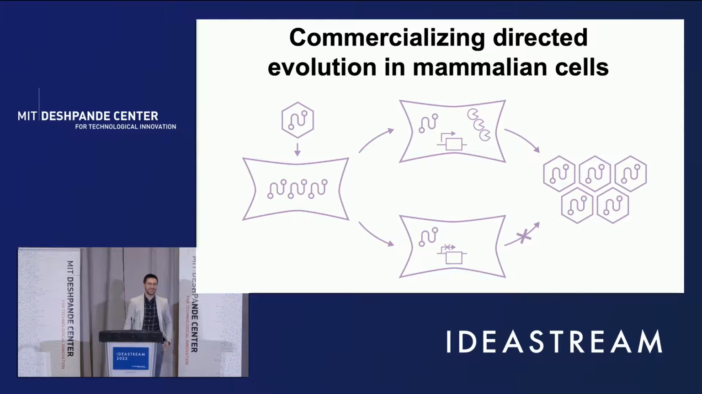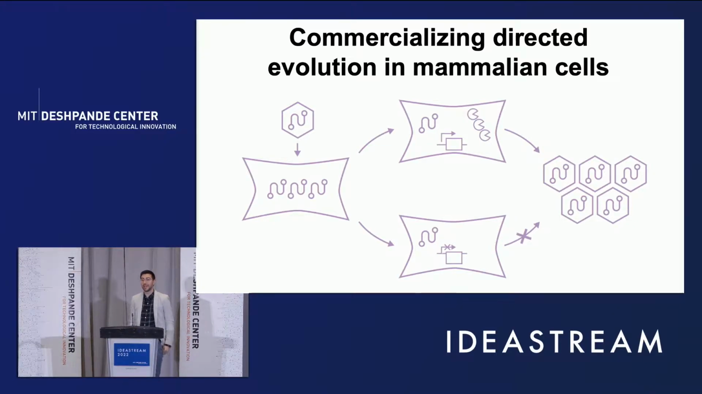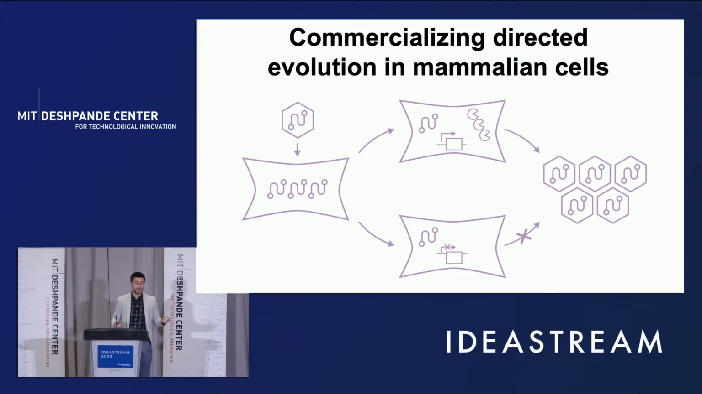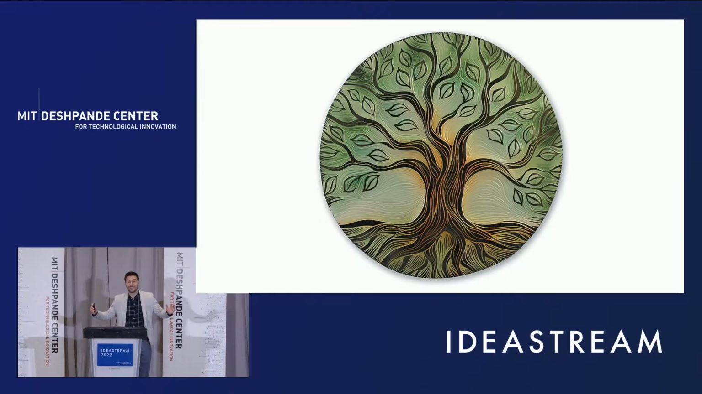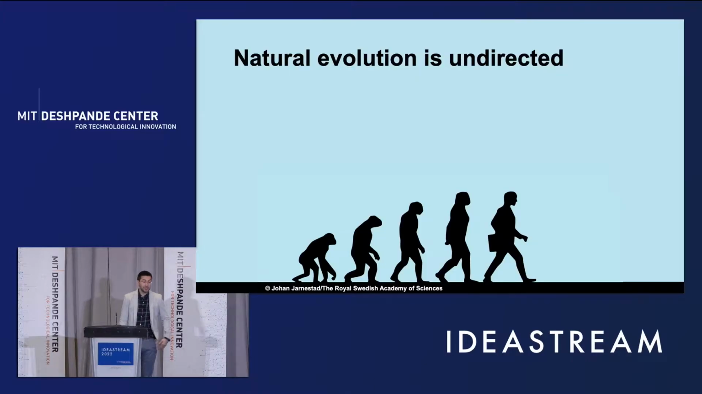So this is the work that I've done throughout my time in the Shoulders Lab at MIT in the Department of Chemistry on commercializing directed evolution in mammalian cells. So taking a pretty broad look, every biomolecule in every cell of every organism that's ever lived has been generated through the process of evolution, which is pretty remarkable because natural evolution is undirected. There's one goal in an evolutionary system, and it's to survive, to pass your genes on to the next round, to the next point in time.